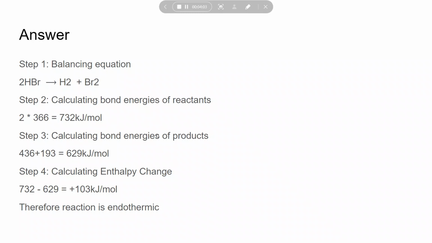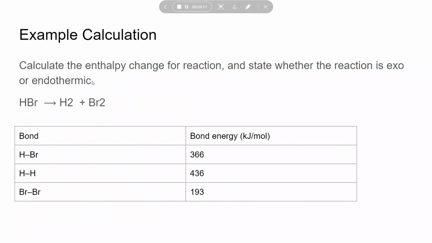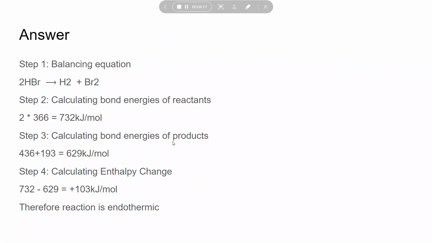We have to calculate the bond energies of the products. We have 1 H-H bond and 1 Br-Br bond. If we refer to the table, we can add these 2 values to calculate the bond energies for the products. And now we can calculate the enthalpy change by subtracting the bond energies of the products from the reactants. And as the enthalpy change is positive, the reaction is endothermic.